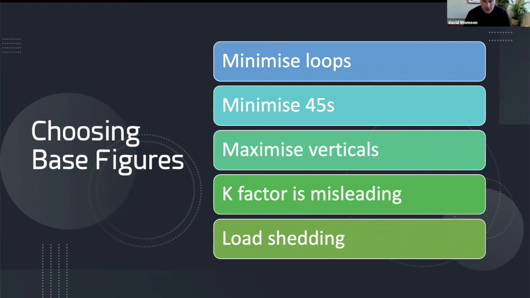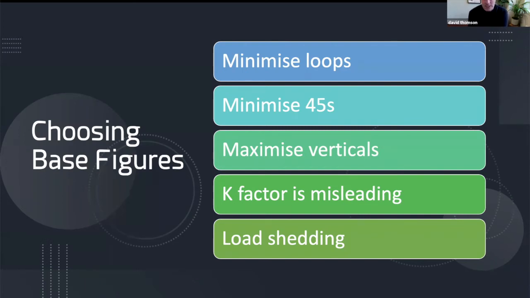Similarly, I try to minimize 45s as much as possible, although they can come in quite handy because you can put quite a lot of additional elements on them. But I've had too many judging sheets where the same figure had steep and shallow for the same 45 line. 45s are quite difficult to judge. They are also quite prone to going shallow or steep if you're not concentrating on what you're doing. So I try to minimize those as much as possible, make life easy for myself.